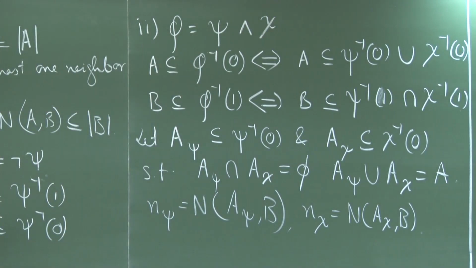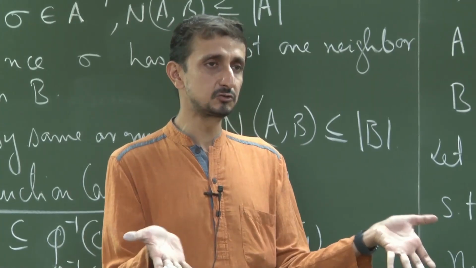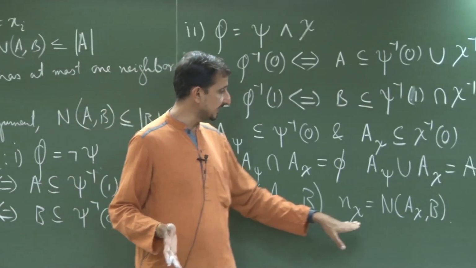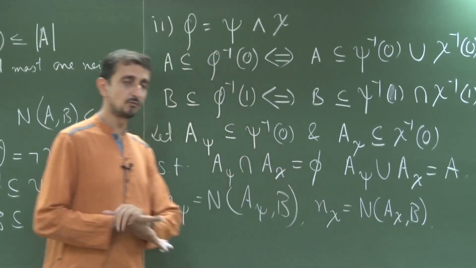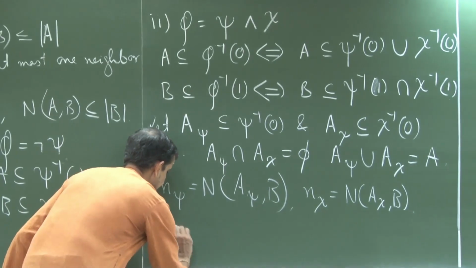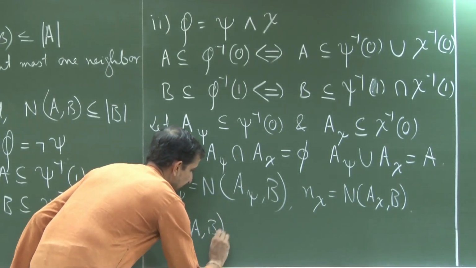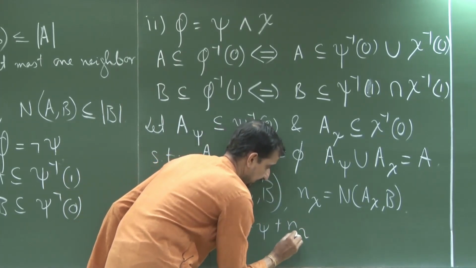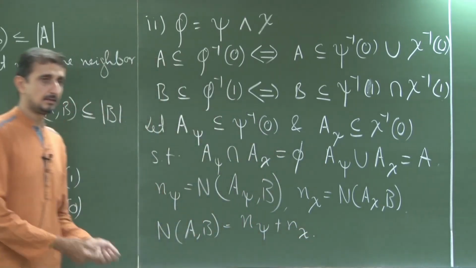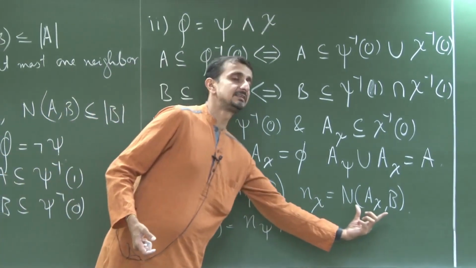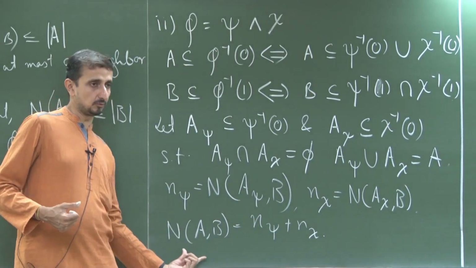So, what was N(A,B)? N(A,B) is all those tuples such that the first element belongs to A and the second element belongs to B and they are neighbors. Now, I am partitioning A into A_psi and A_chi, right. So, what would be the relation? Exactly. So, N(A,B) is nothing but N_psi plus N_chi, right, because each tuple I can decide to put it either in this set or in this set, each tuple belonging over here.